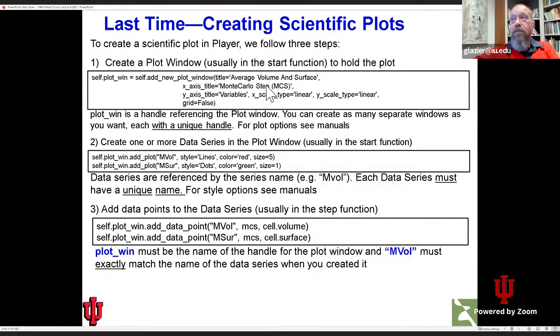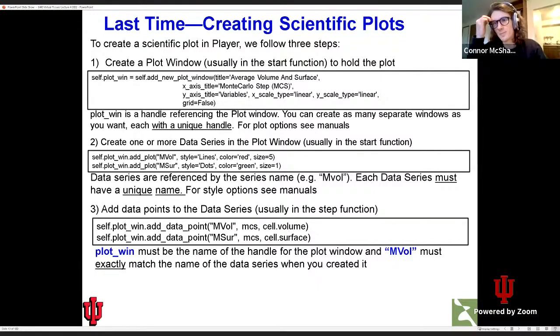Title equals, here, average volume and surface. For reasons that I do not understand, you can't reuse the title. If you try to create 2 plot windows with identical titles, it'll throw an error. And I assume that's because the plot windows are actually stored as dictionaries, and there's a dictionary key, which is the title of the plot window. Because it doesn't make a lot of sense to me otherwise. I actually don't know why that is.